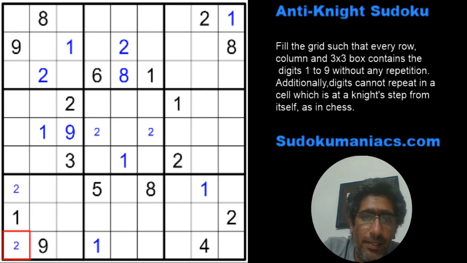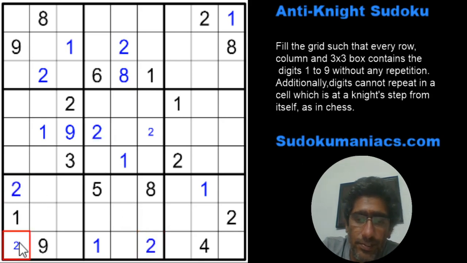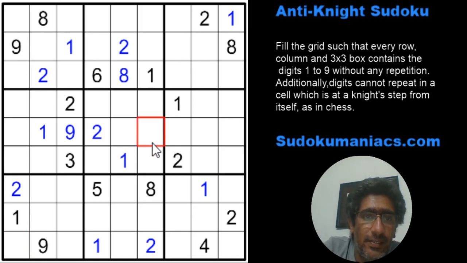The 2's can be here. And this 2 cannot be here. This 2 cannot be here. Okay, this is a 2. So this becomes a 2. This becomes a 2. And I can eliminate.